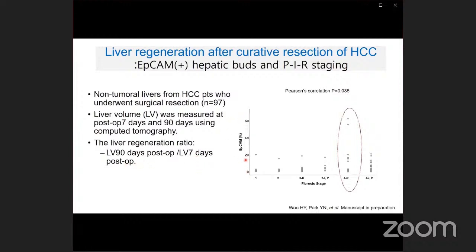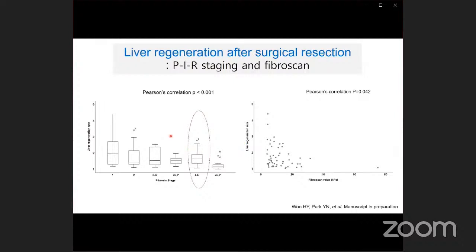Here is the EpCAM-positive percentage and PIR staging. Interestingly, regressive stage 4 shows the highest number of EpCAM-positive cells representing hepatic bulge. And liver regeneration was compared to fibrosis staging, and the regressing stage shows a higher liver regeneration compared to indeterminate and progressive fibrosis staging.